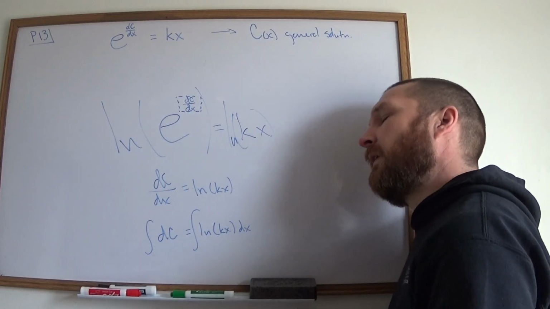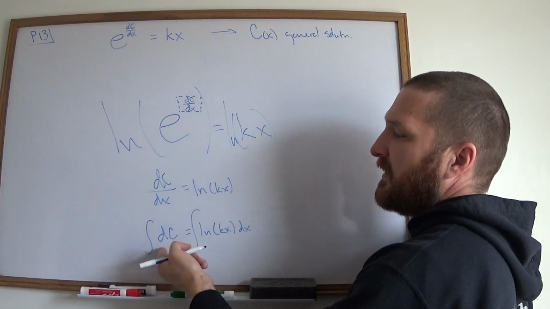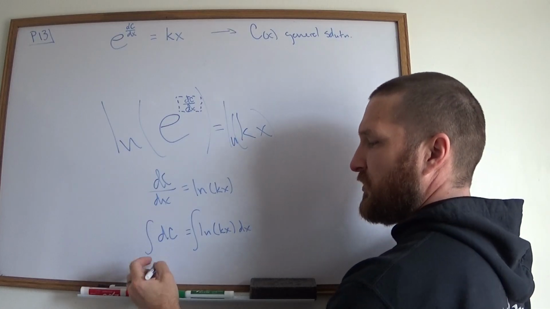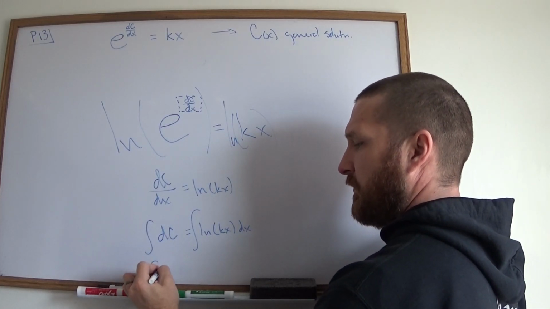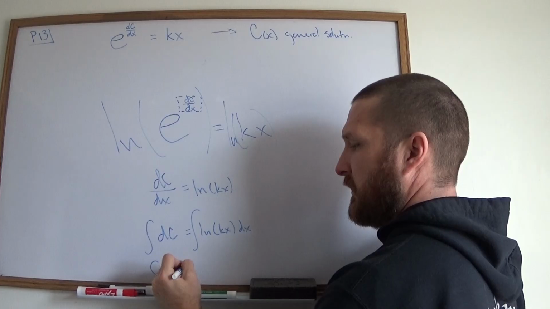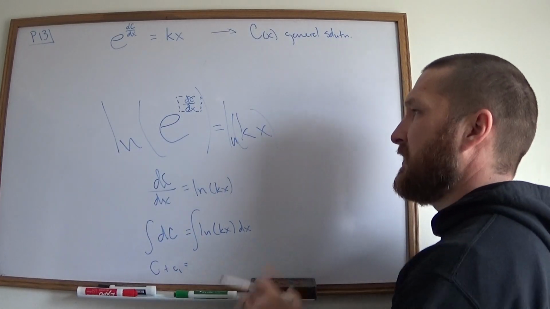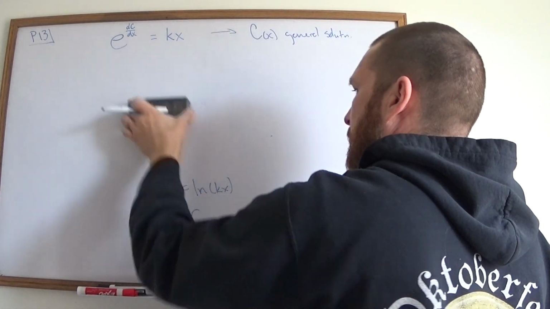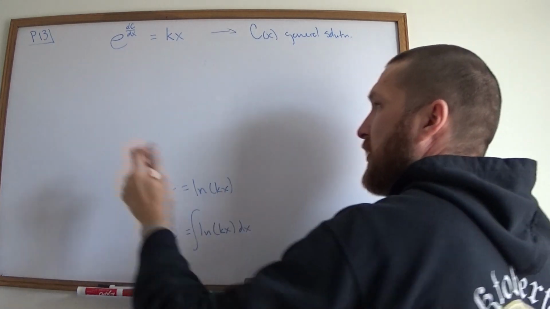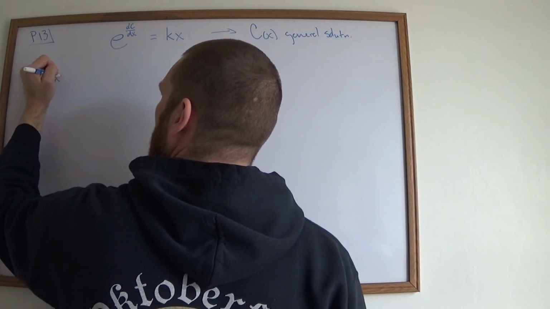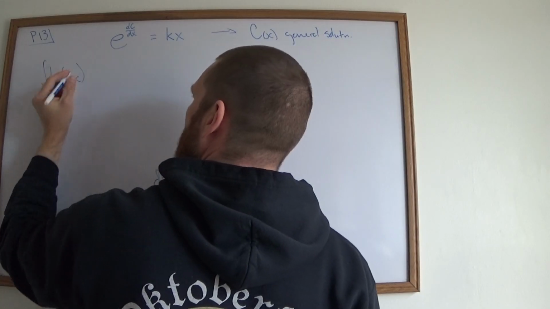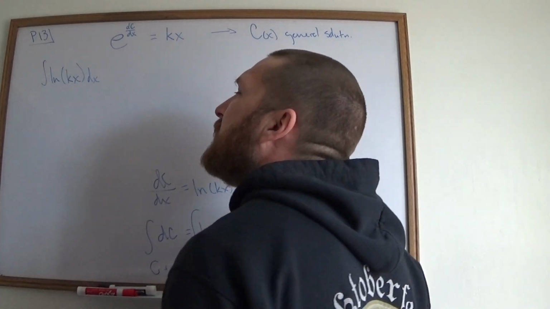Alright, well this is going to be some doing, but the antiderivative of dc is just c. So we have c plus some constant, c1, and then whatever this is. So let's work on that guy. That's the hard part here. Okay, so we have the integral of the natural log of some constant k times x dx.